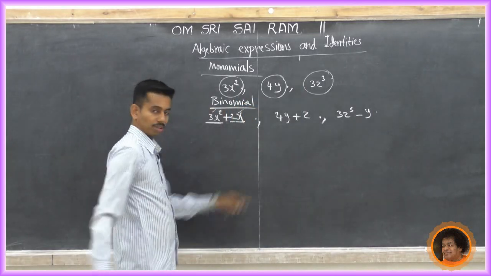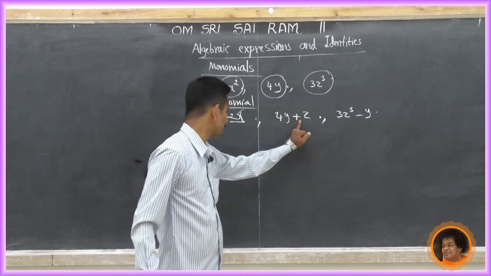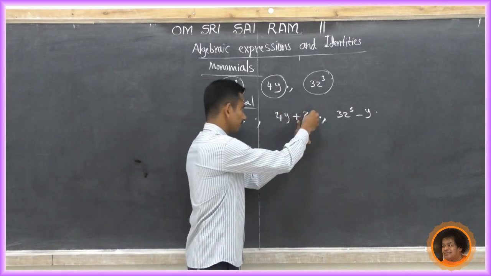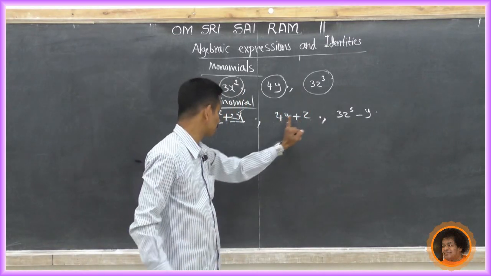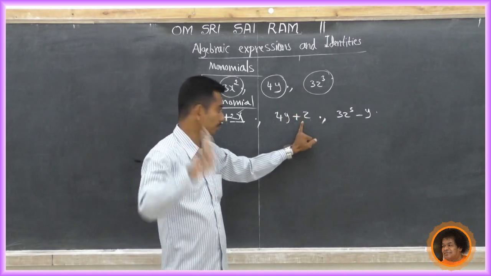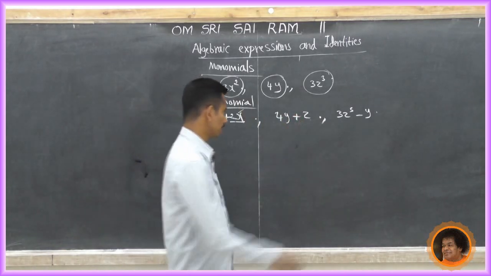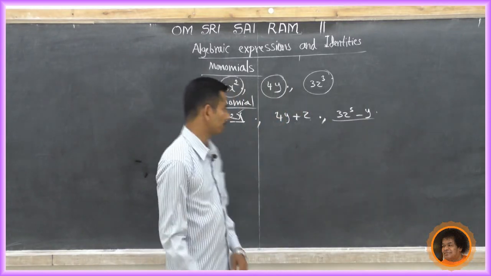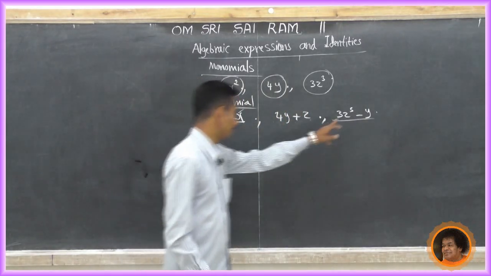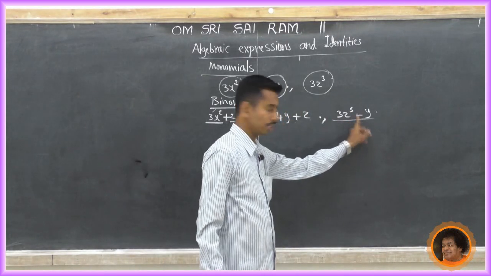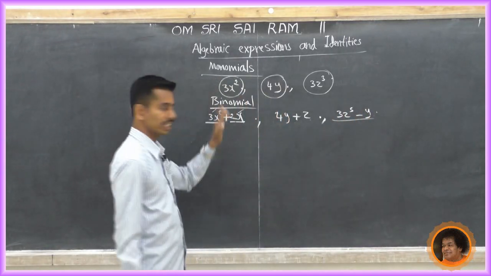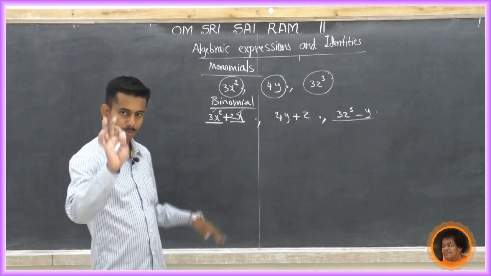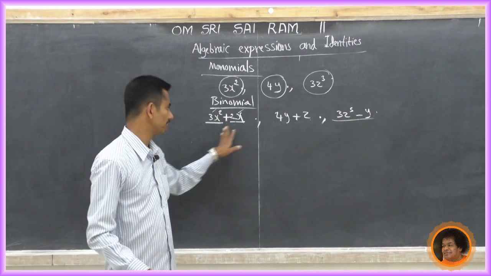In the second example, 4y plus z. Here is a plus symbol. So this is one term, this is a second term. How many terms? Totally two terms. An expression which contains two terms is a binomial. Now is the next one an example for monomial or binomial? It is also a binomial because of the minus symbol. Here it is a term, another term. How many terms? Two terms. So it is also an example for binomial.